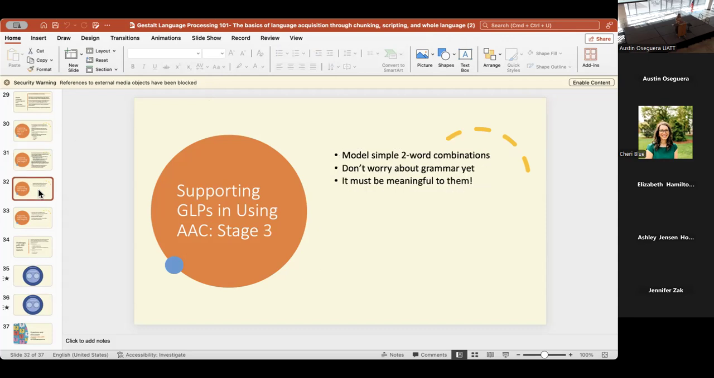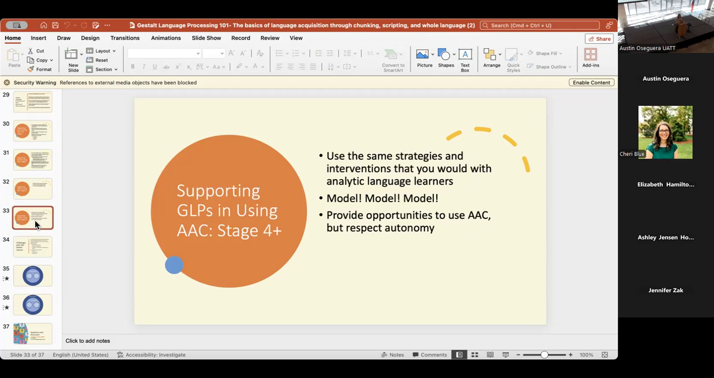And then for GLPs in stage 3, model simple word combos. Don't worry about grammar yet and make it meaningful to them. This is not super different than just regular support for AAC. And then in stage 4, use the same interventions that you would for analytic language learners. Assume all the time that there's meaning, assume that they are trying to say something to you and that they're not just messing around, and model, and provide opportunities to use AAC while respecting their autonomy.